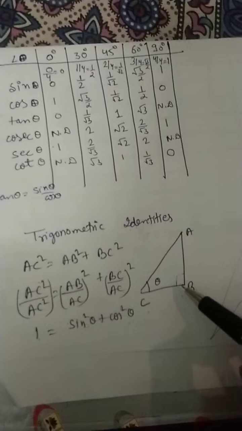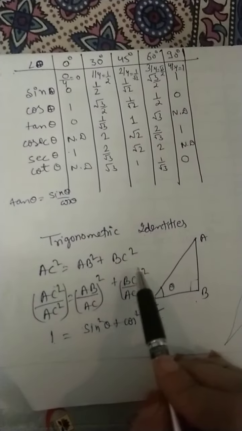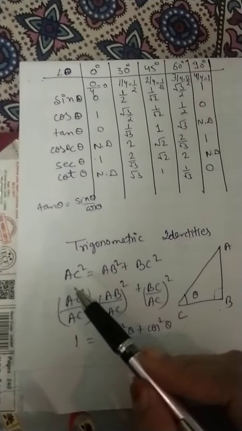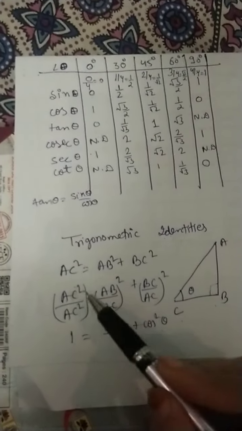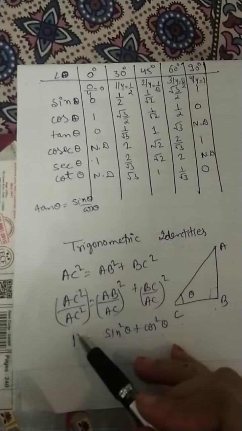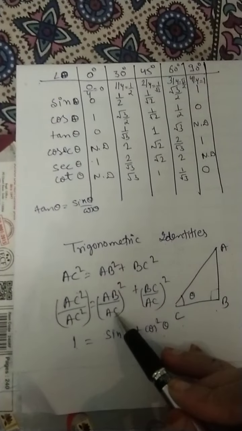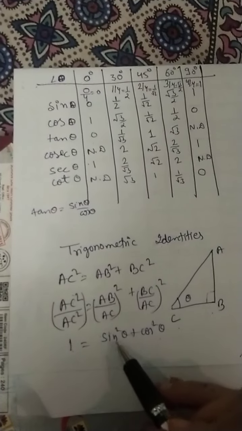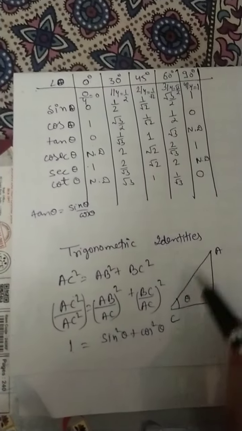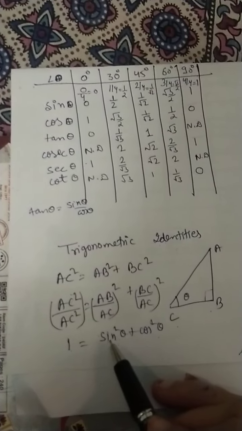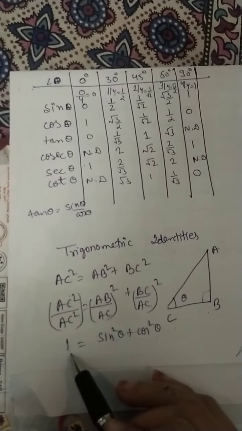Here is a right angle triangle, and I have written the Pythagoras theorem. So AC square is equal to AB square plus BC square. So if I divide the whole equation by AC square, then I will get the equation in this form. Here AC and AC will be cancelled out, and AB upon AC is perpendicular upon hypotenuse, which is sin theta. And BC upon AC is nothing but base upon hypotenuse, which is cos theta. So I get the identity in the form sin square theta plus cos square theta is equal to 1.